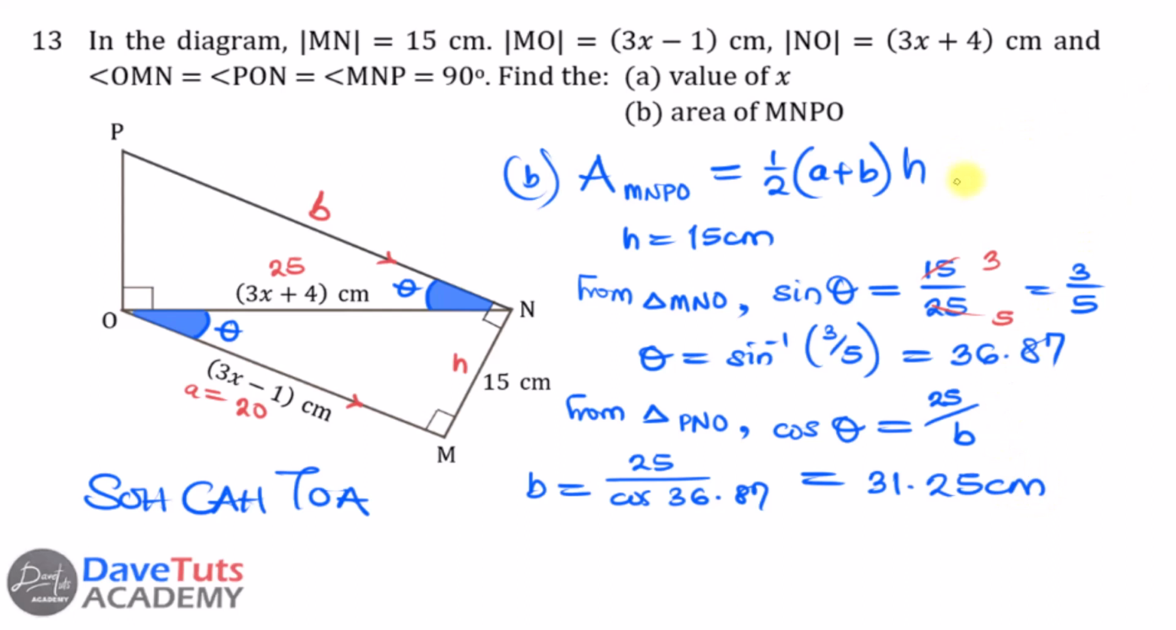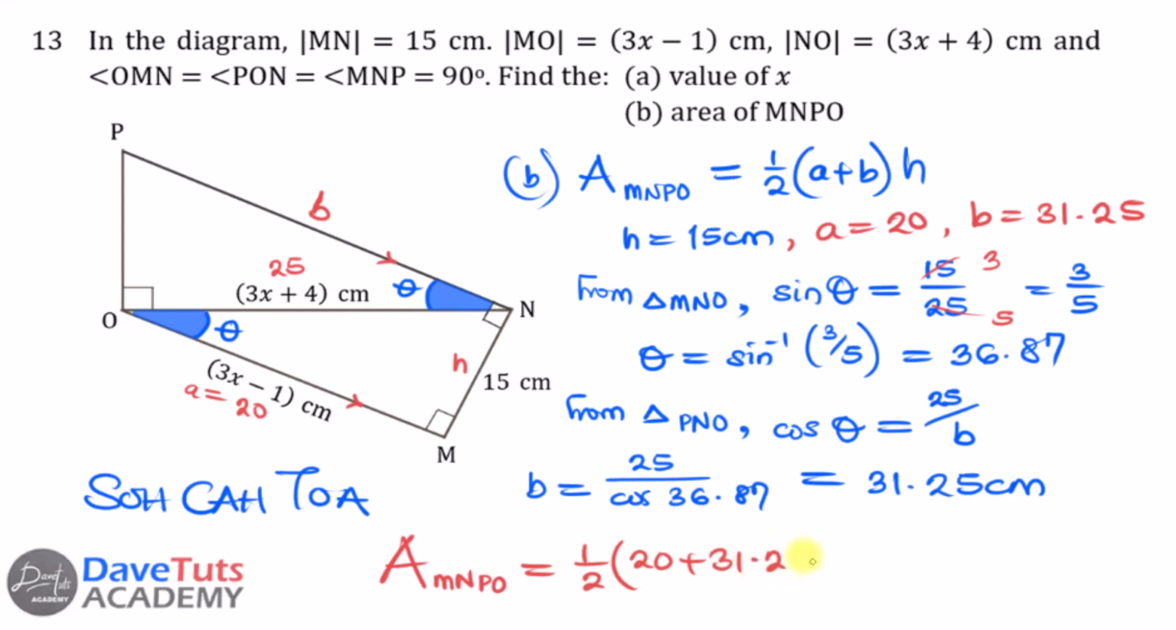Now, having that, I can now use this formula for the area of this trapezium, that it is half a plus b h. H is 15, of course, that is good. A we have gotten as 20, so let me just fill in those values. A we got as 20, and now B we just got as 31.25. So with all those parameters, we can say the area of MNPO is nothing but 1 over 2 A plus B. A is 20 plus 31.25 multiplied by the height H, that is multiplied by 15.